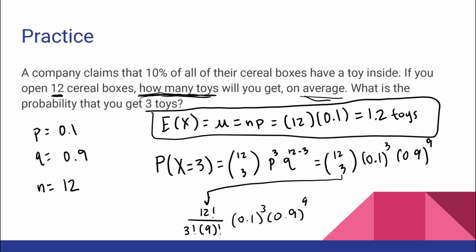12 factorial is equal to 12 times 11 times 10 times 9 factorial. So we can cancel these out. 12 times 11 times 10. And then 3 factorial is equal to 6. So we can cancel that out of the 12. And we have a remaining 220 times whatever this is. Putting that into the calculator, we get 0.0852. So there is approximately an 8.52% chance that we will get 3 toys when we open 12 cereal boxes.